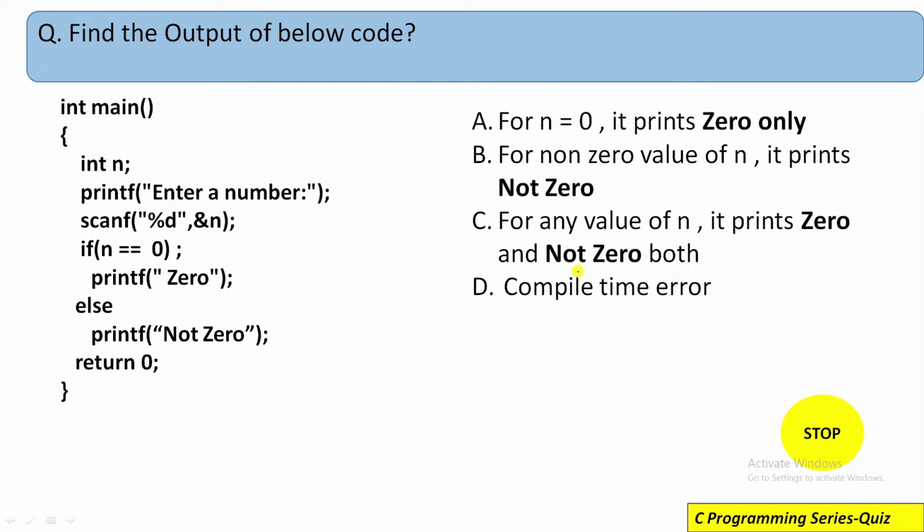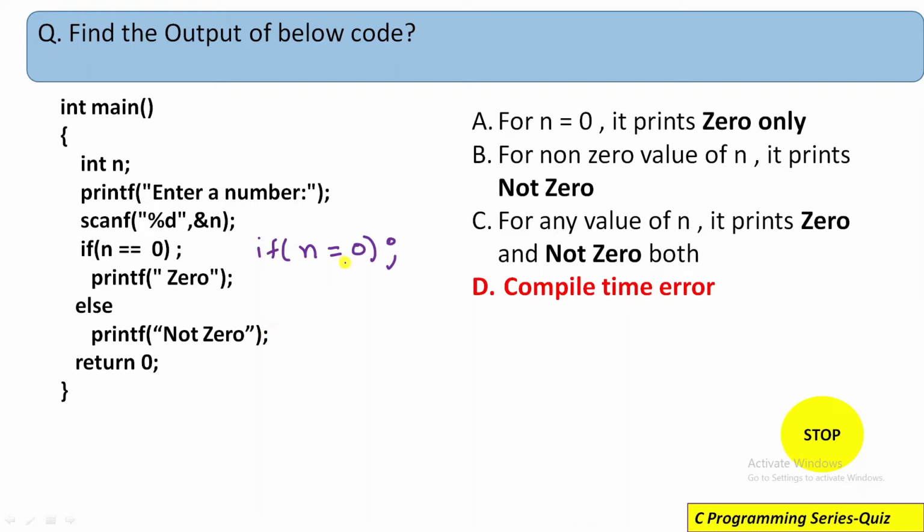So I hope you have got the answer. The correct answer for this question is option D. That means we will get a compile time error. If you have watched my previous video, there we saw this type of statement: if n equal to 0 and then a semicolon. In that case we had print 0 line, and after that we had not used any else. We directly printed any other message like bye.